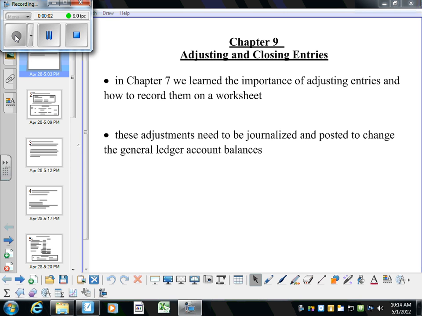Okay, so chapter 9 is one of the more difficult chapters for students sometimes to understand because we need to do something called adjusting and closing entries. And in your worksheet, you did learn about adjusting entries to supplies, expense, and prepaid insurance. Now, just a reminder that the worksheet is not a permanent record, so what we need to do is take these adjustments that we've already made in the worksheet and put them into our general journal.